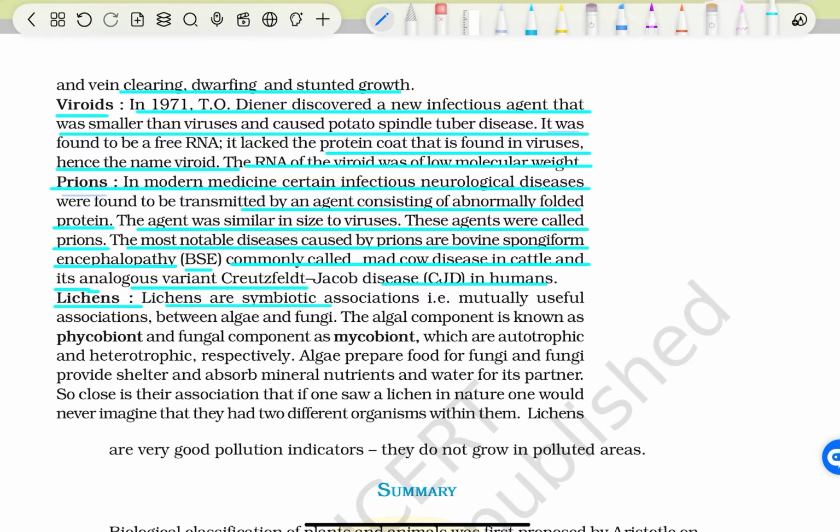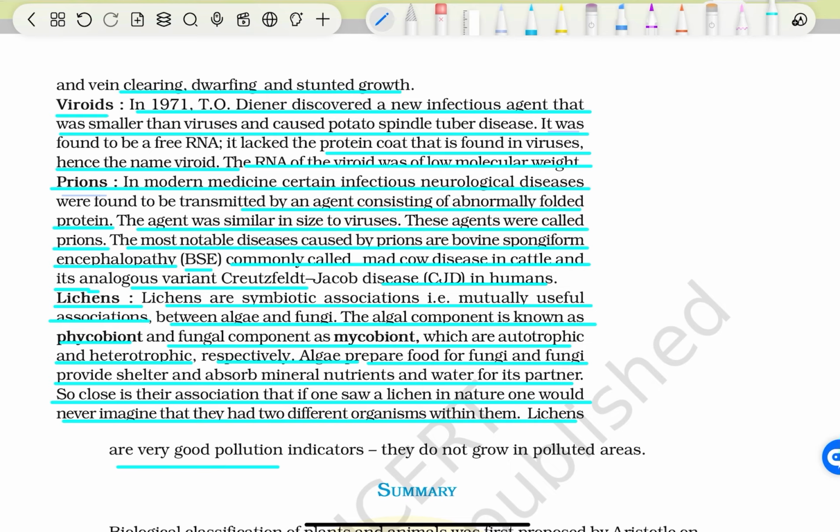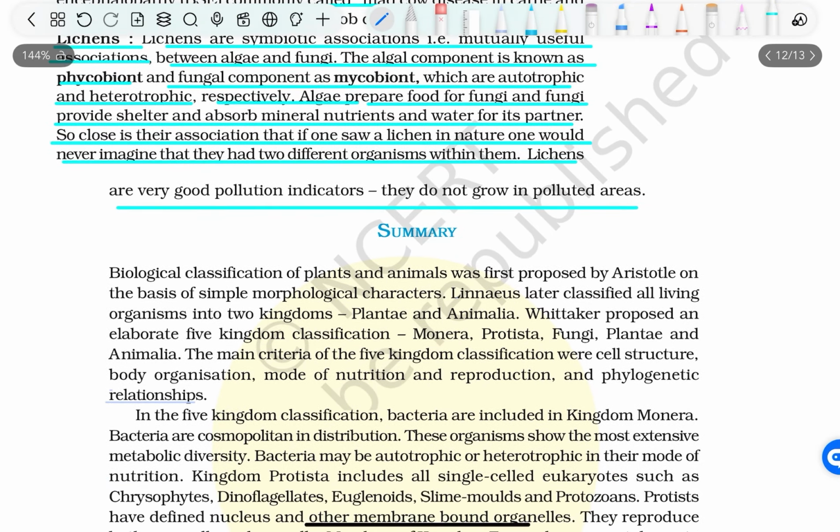Lichens are symbiotic associations, meaning mutually useful associations between algae and fungi. The algal component is known as phycobiont and the fungal component as mycobiont, which are autotrophic and heterotrophic respectively. Algae prepare food for fungi, and fungi provide shelter and absorb mineral nutrients and water for their partner. So close is their association that if one saw a lichen in nature, one would never imagine that there were two different organisms within it. Lichens are very good pollution indicators. They do not grow in polluted areas.